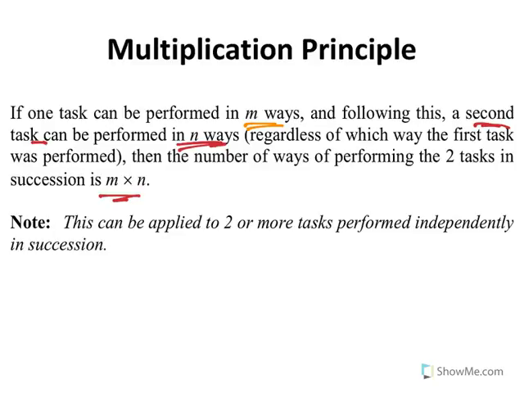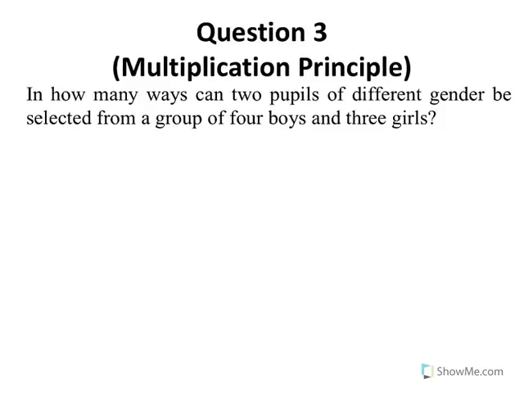Right. So let me go to the first example. There are usually 2 or more stages. In how many ways can 2 pupils of different gender be selected from a group of 4 boys and 3 girls? I know that you already have the answer, so I'm just going to go through it with you very quickly. 2 pupils of different gender. What's the choice? 1 boy, 1 girl, right?